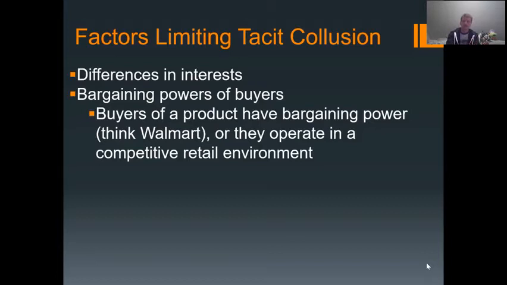You have differences in interests. Some firms don't care about your tacit collusion, and they really don't care. It's unaffected. And the bargaining power of buyers. One of the biggest examples of this is Walmart. The buyer themselves has a bargaining power where they can force a producer to bid in at a lower price. So now you no longer have the producers trying to tacitly collude because they have to appease the purchaser. So it is about that competitive retail environment and the power of the purchaser as opposed to the supplier.